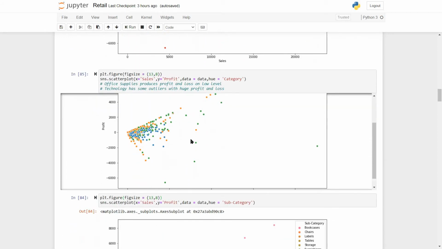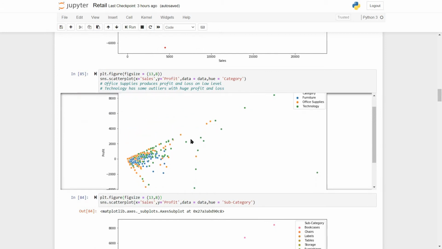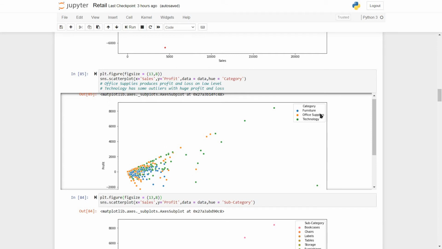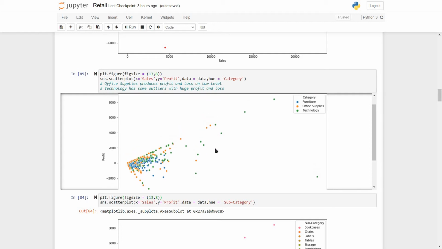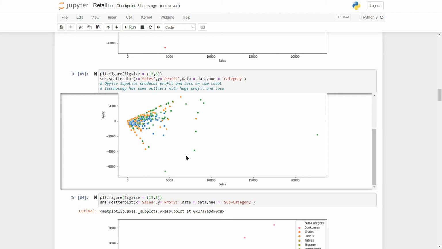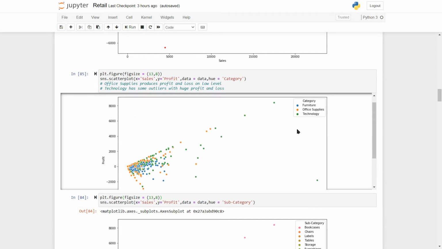Now if we move downward, to elaborate this in more detail, I divided the category of the product into 3 parts in this graph: furniture, office supplies, technology. You can see the office supplies, this orange line, is going down, plus it's going up in the same way. So it generates losses plus profits. Office supplies produce profits and losses at a low level. Whereas if you compare these green dots, there are much higher profits with high-end sales, plus these outliers, which you can see are also green. These green dots are technology products. So technology has some outliers with huge profits and losses.